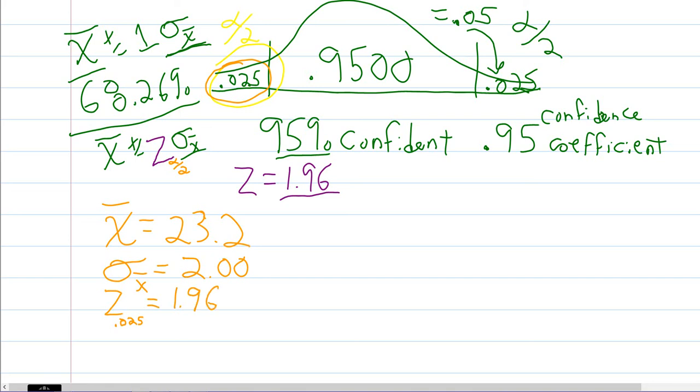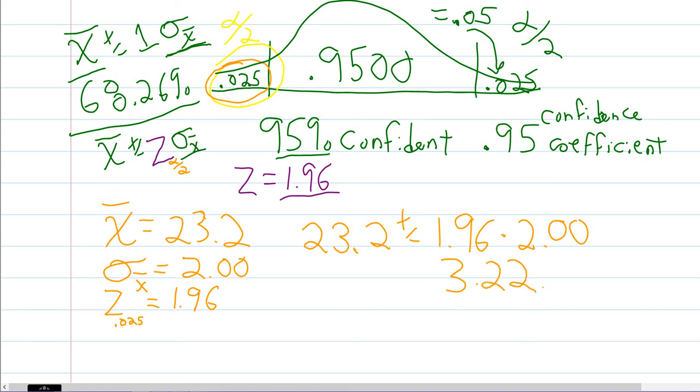That is the z-score we're using, 1.96. So we would make our confidence interval, and we would say we are 95% sure that the true mean of this population is 23.2 plus or minus 1.96. That's the z-score times 2.00. That's the standard error we're assuming we calculated here. And so then we just see, well, what is 1.96 times 2? 1.96 times 2 equals 3.92. And that quantity, 3.92, is what we call E, or the margin of error.